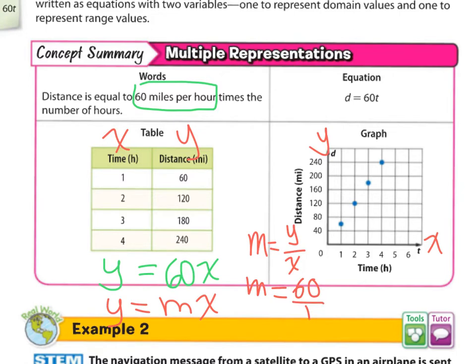Or we often write it like this. This would be the same as saying 60 over 1 hour. 60 miles per hour. There's our rate, 60 miles per hour. Okay, that's our slope.